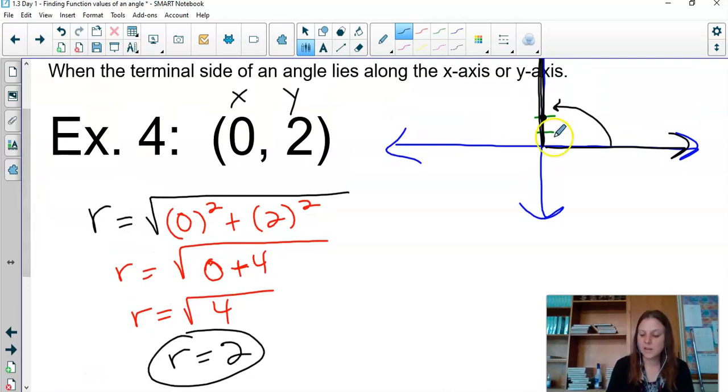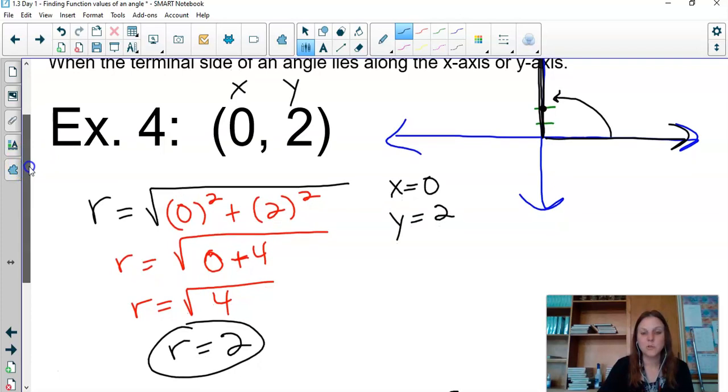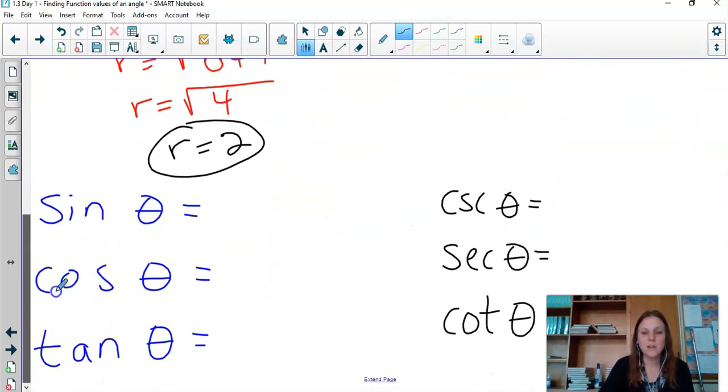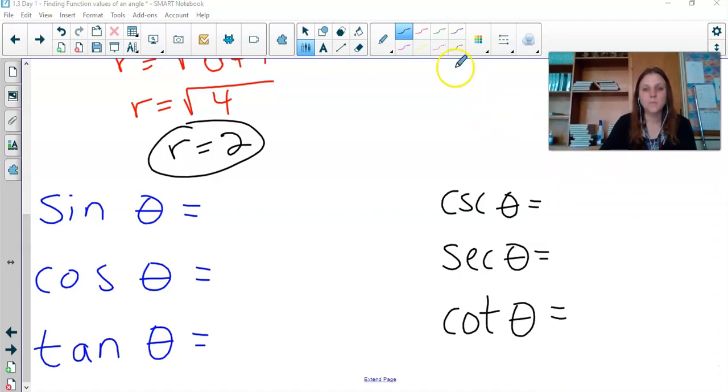So what they're saying is this length from here to here. So I guess I really don't even have to label it this time, as long as we have the information. X is 0, y is 2, and then r is 2, which is what we just found. Pythagorean theorem, that's what you're really doing. Okay, let's plug it in. Again, these are your 6 trig functions. So go ahead and write these down. And let's plug it in.